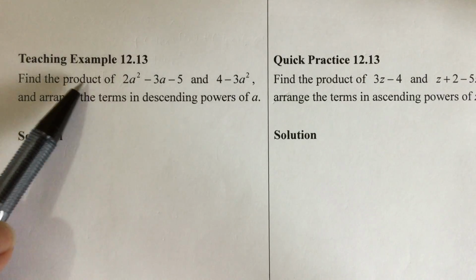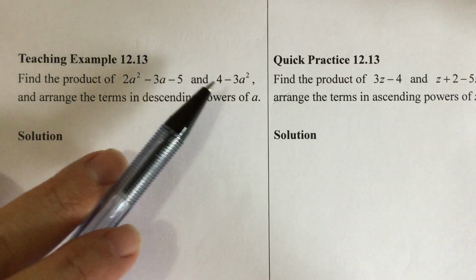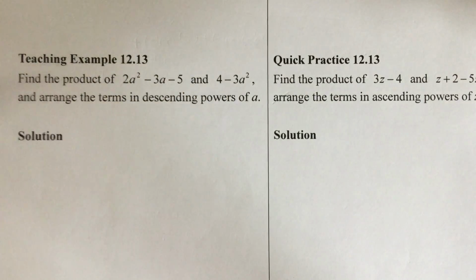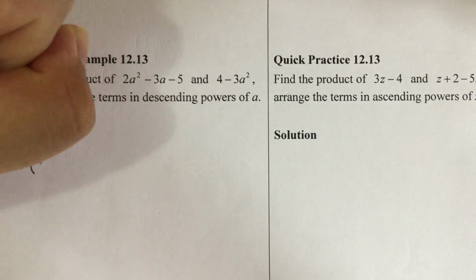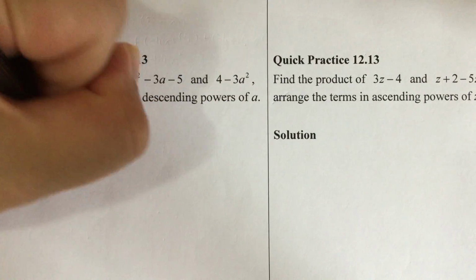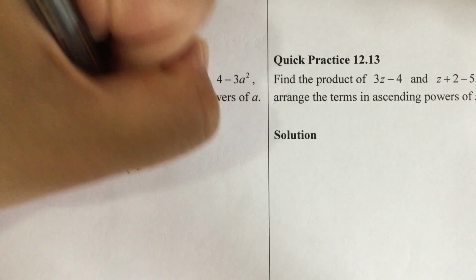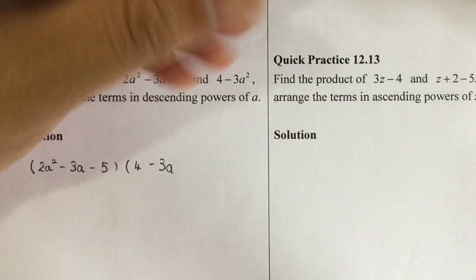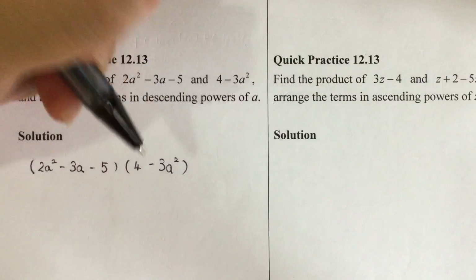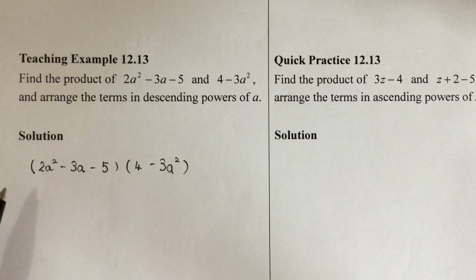Find the product. Product means 積, you know that. For 2a squared minus 3a minus 5 and 4 minus 3a squared. That means we're going to multiply them together: 2a squared minus 3a minus 5 times 4 minus 3a squared. Okay, so we are going to arrange the terms in descending power.